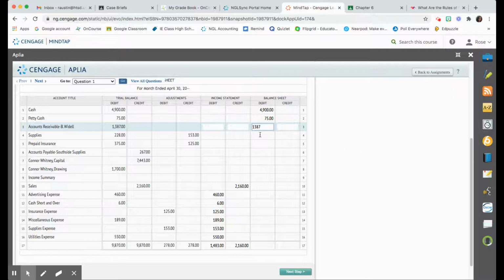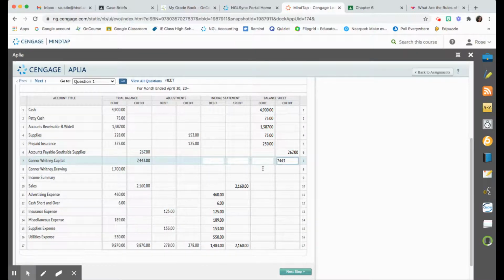And now this is where our adjustments are going to come into play. Our supplies started out at 228, but we used 153 during the course of the month. That means we have $75 of supplies left. That's the accurate number that goes to the balance sheet. Same thing for the prepaid insurance. We started out with 375. We used 125. We have a 250 balance here. Okay. Accounts payable is a 267 credit. And the capital is a 7,443 credit.